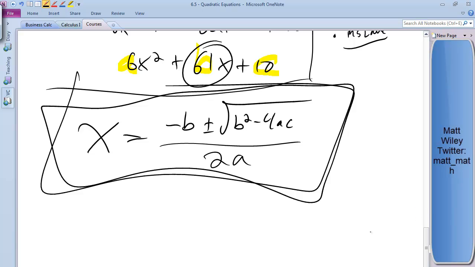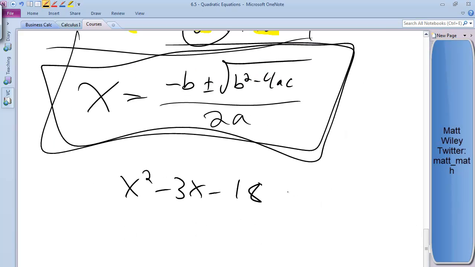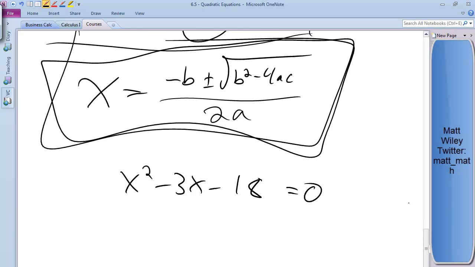So let me work an example of something that needs to use the quadratic equation to have it happen. So let's take x squared minus 3x minus 18 and plug them into the quadratic equation. First of all, let me point out some things. Here's one form of this equation.